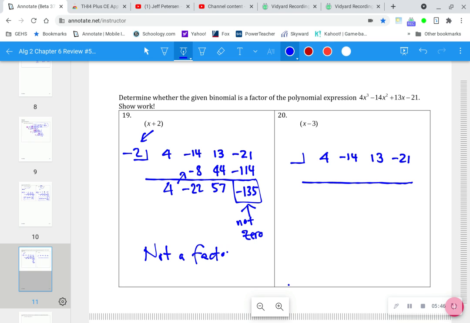That's simple. Okay, we'll see if the next one works. This time we'll put a, let's see, x minus 3 equals 0 would yield x equals 3. So copy the 4, multiply by 3. Add those, multiply by 3. Add those, multiply by 3. And this time we get the desired result. So yes, the binomial is a factor of the other one. Okay, and so that does it for, let's see, what do we cover here? 16 through 20, I think is what that was.